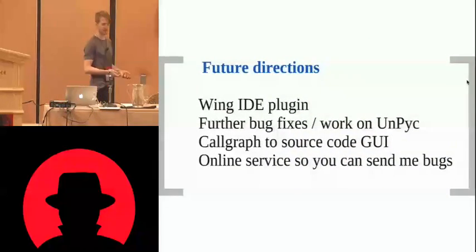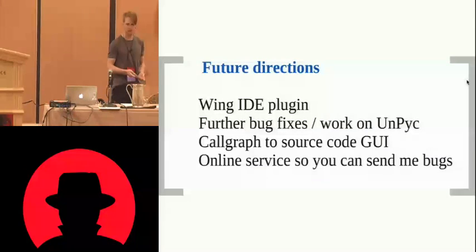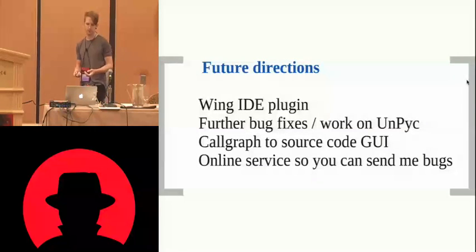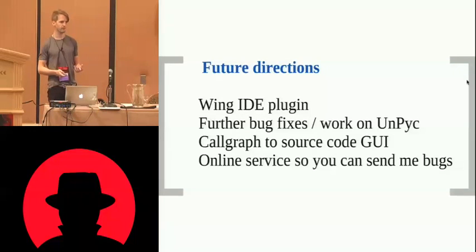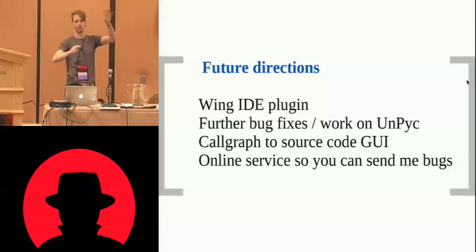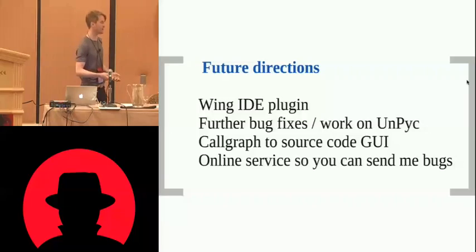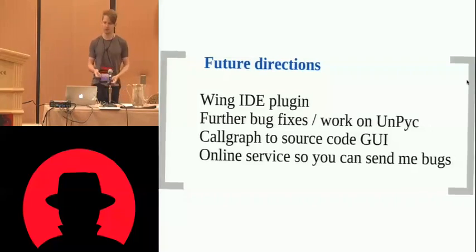So there's some future directions. There's loads of work still to be done. Obviously having it in a GUI would be nice. UmpyC is good. I'm not knocking the guy who wrote it, but it's certainly not perfect. It doesn't implement everything. It would be nice to have some kind of visualized call graph for seeing all the blocks. Double click on a block, and you can get to the source code. And obviously, it's going to be made into an online service, so you can all send me your bugs.